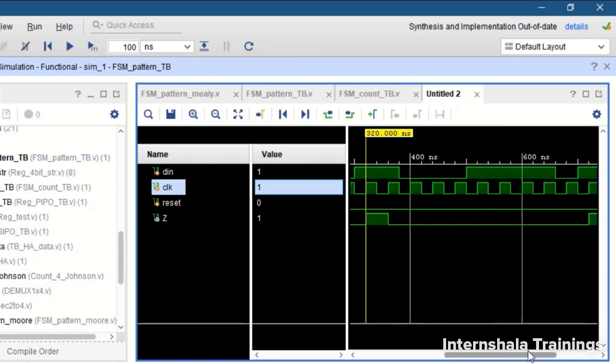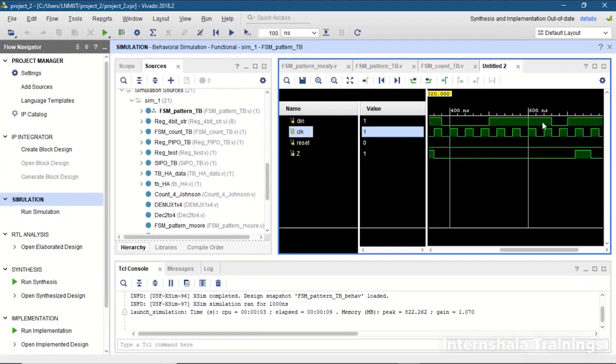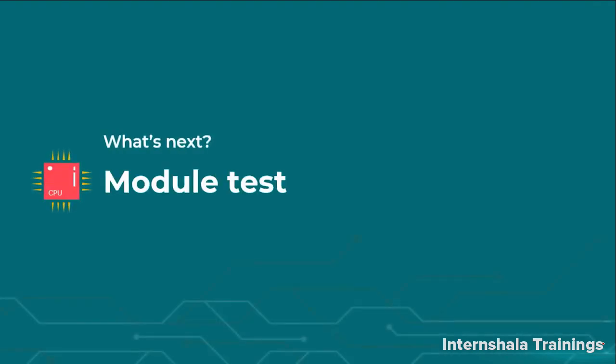So the whole pattern, we had given 3 such sequences, and it is detecting all 3 of them, 1, 0, 1, 1. So students, we hope that you have learned a lot about finite state machines now.